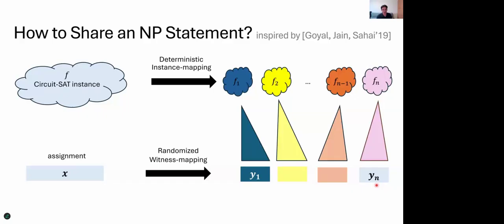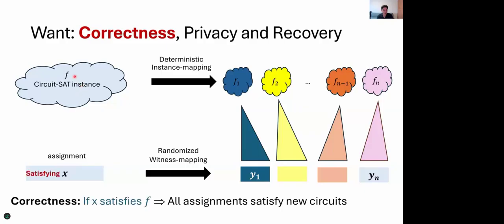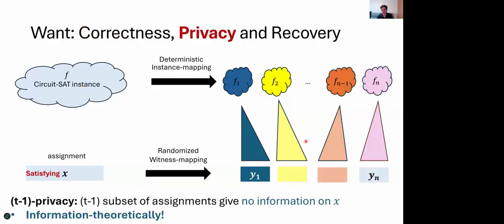And we want similar properties to the properties of secret sharing. So if X satisfies F, then these Y's should satisfy all the Fi's. Okay. We want privacy. So what does privacy mean?